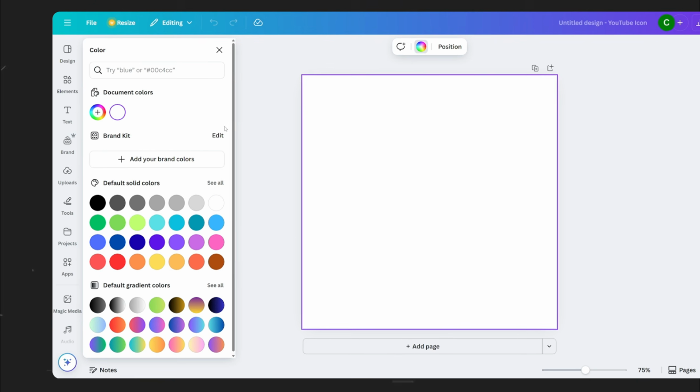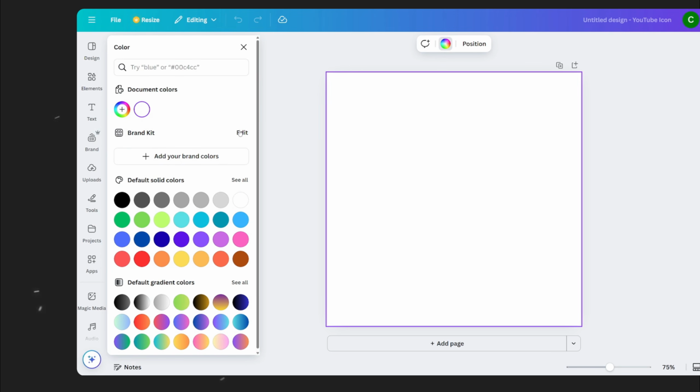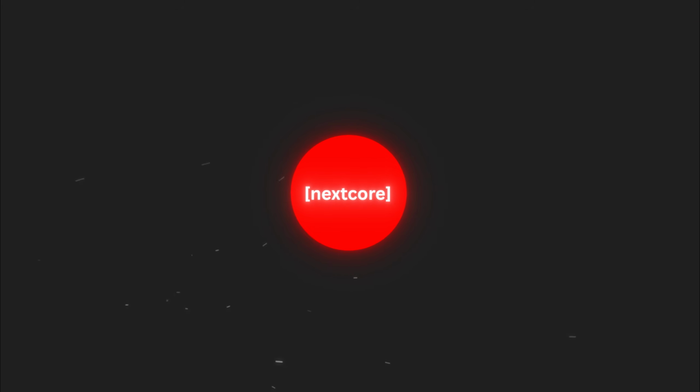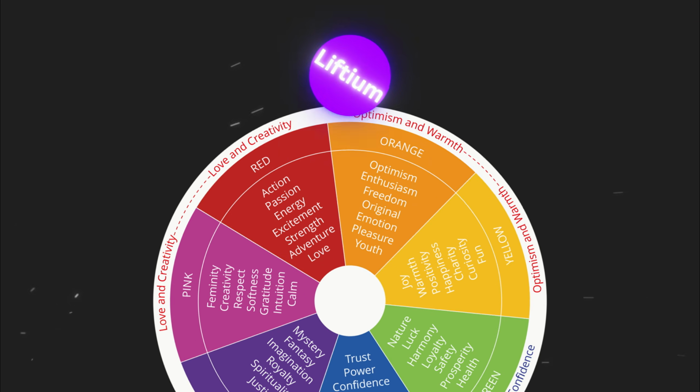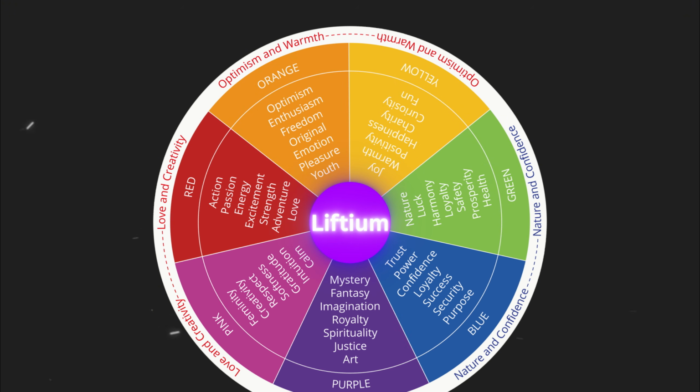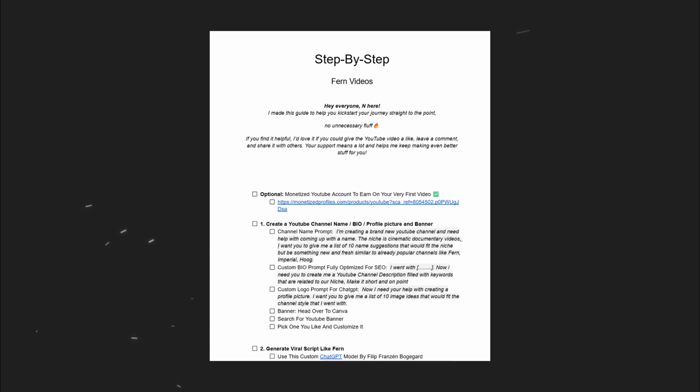Now what you want to do is pick a color that would represent your whole channel. As you can see, NextCore uses a red color, which evokes action, energy, and anger. Now for our channel, I've picked purple because it represents wisdom, creativity, and individuality, which is a perfect fit for these videos. I'll leave this psychology color wheel in the document so you can find your own unique color.